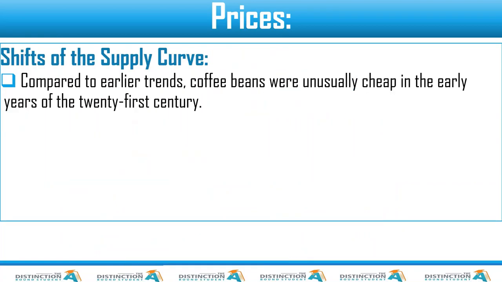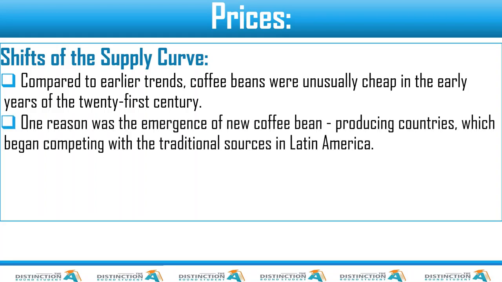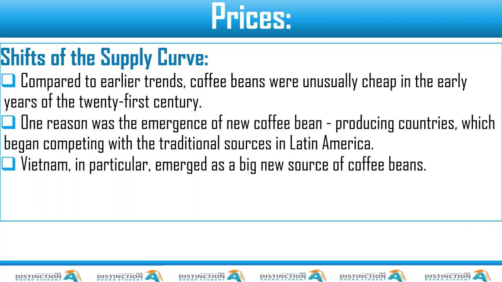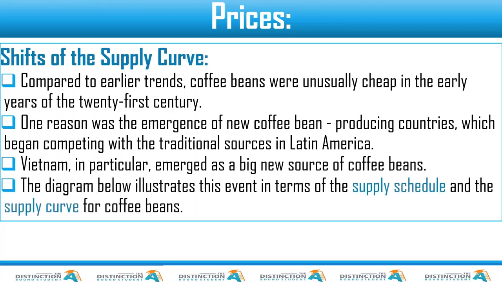Okay. Compared to earlier trends, coffee beans were unusually cheap in the early years of the 21st century, actually. One reason was the emergence of new coffee bean producing countries, which began competing with traditional sources like in Latin America. Vietnam in particular emerged as a big new source of coffee beans, and I'm sure it came because of the price. They saw that, oh yes, we could make a profit, we could make money, because look at the price of coffee, look at the demand, look at what's happening, we might as well chip in. And then they became a new source of coffee beans.